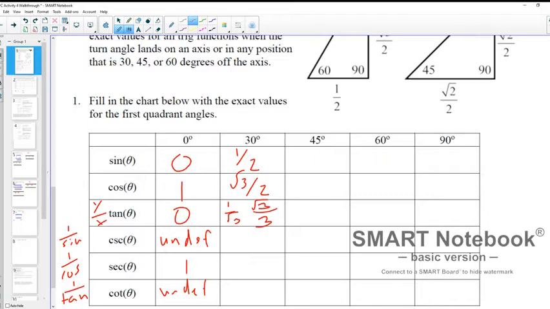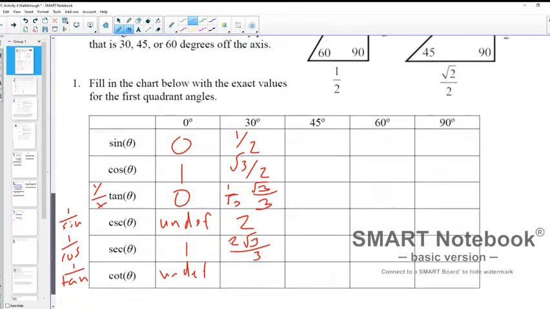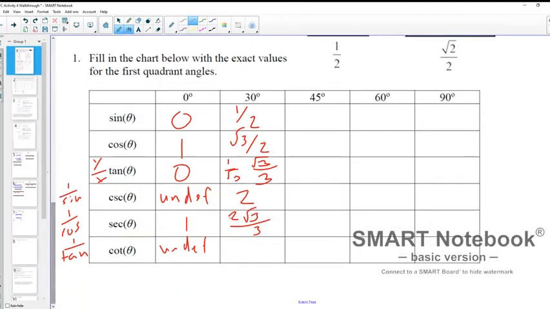Cosecant's 1 over sine, so the reciprocal of 1/2 would be 2 over 1, so we'll write that as a 2. Reciprocal of square root of 3 over 2 is going to be 2 over the square root of 3. Again, not leaving the square roots in the bottom. So we get 2 square root of 3 over 3. And then cotangent is the reciprocal of 1 over the square root of 3, so that just is the square root of 3 over 1.